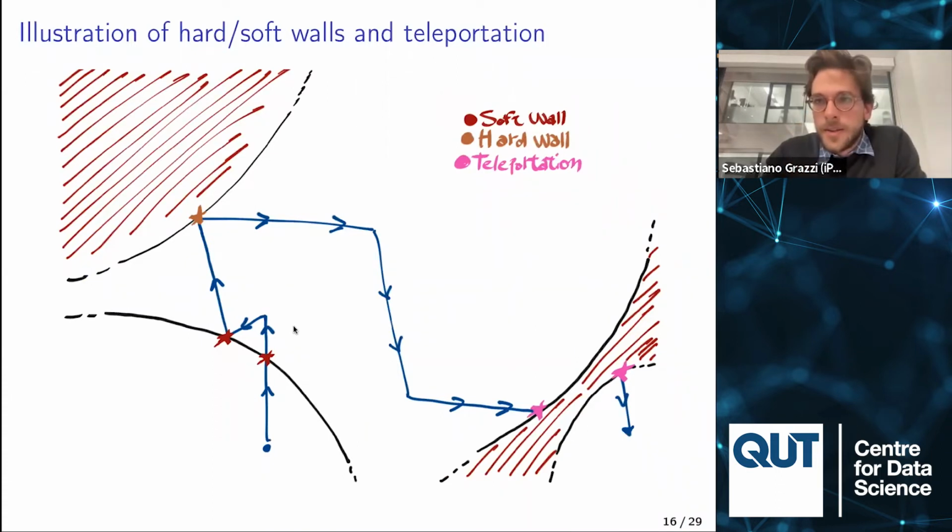Here I illustrate what soft and hard walls are, and also teleportations. Soft walls are essentially boundaries where the process can sometimes cross the boundary, and bounces off at other times. While with hard walls, the process will never cross these boundaries. Teleportations are essentially boundaries where the process is allowed to jump to another place, which is again a boundary. As I was mentioning before, we have a kernel which maps points where the process hits the boundary to points where the process leaves the boundary, and this introduces teleportation portals.